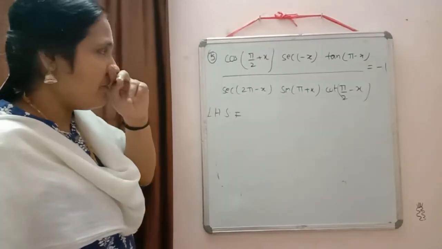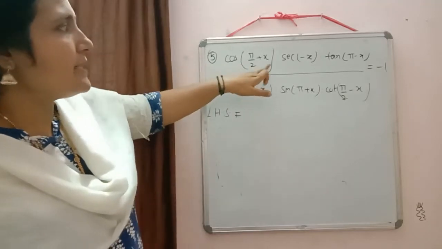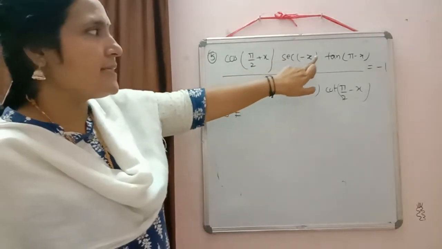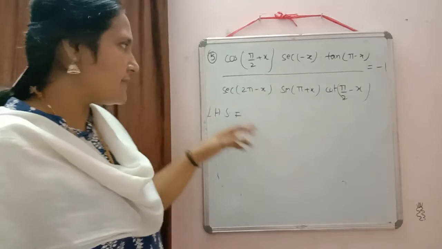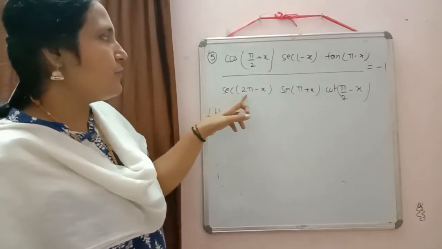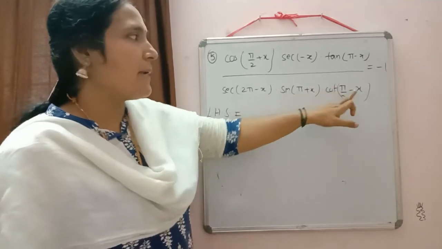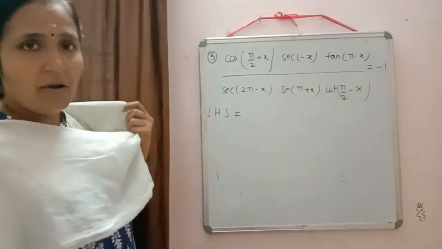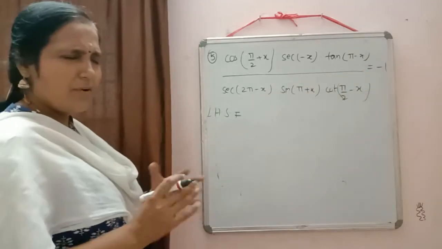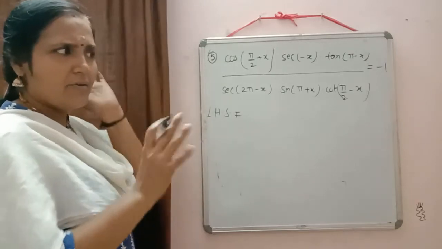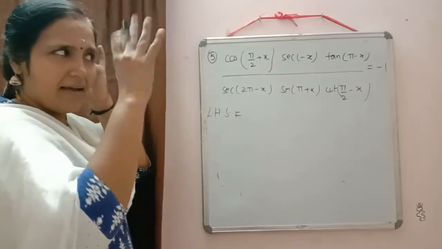Now here we have to prove cos(π/2 + x) · sec(−x) · tan(π − x) divided by sec(2π − x) · sin(π + x) · cot(π/2 − x) is equal to −1. So we don't have to do anything there. We are just using the concept of signs and quadrants.